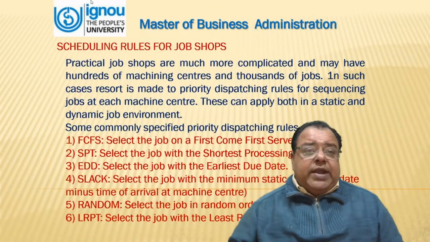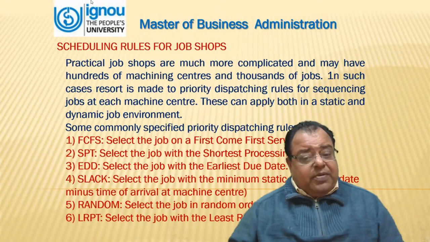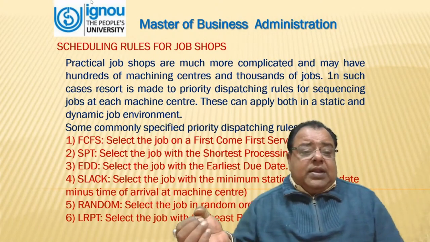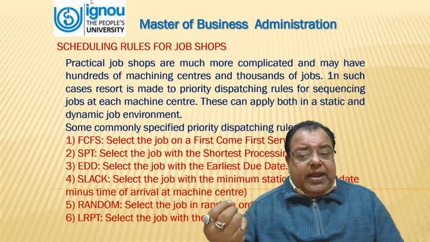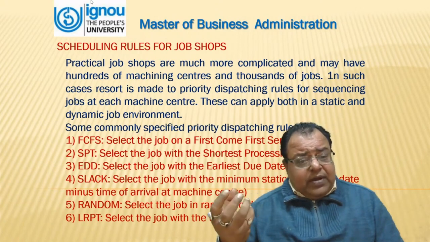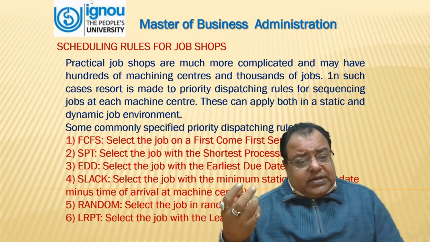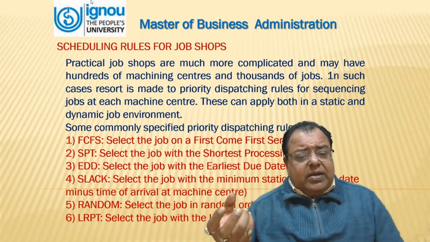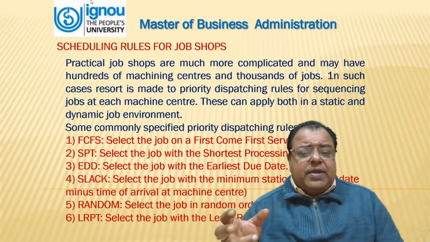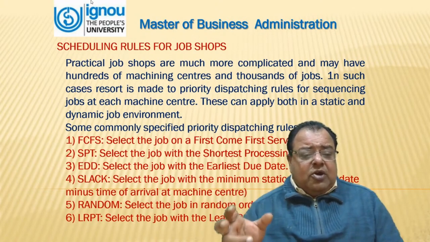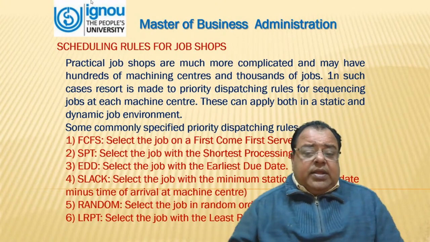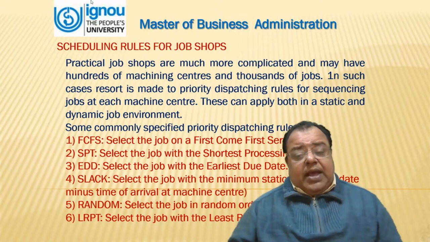Now, scheduling rules for job shop. Practical job shops are much more complicated, as they may have hundreds of machining centers and thousands of jobs. In such cases, we resort to priority dispatching rules for sequencing jobs at each machine center. This can be applied in both static and dynamic job environments.